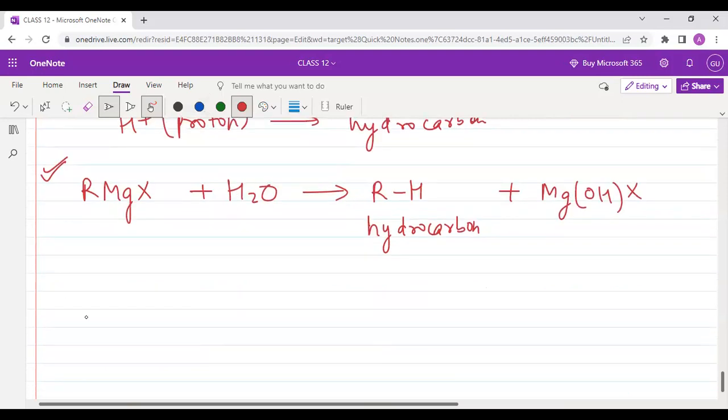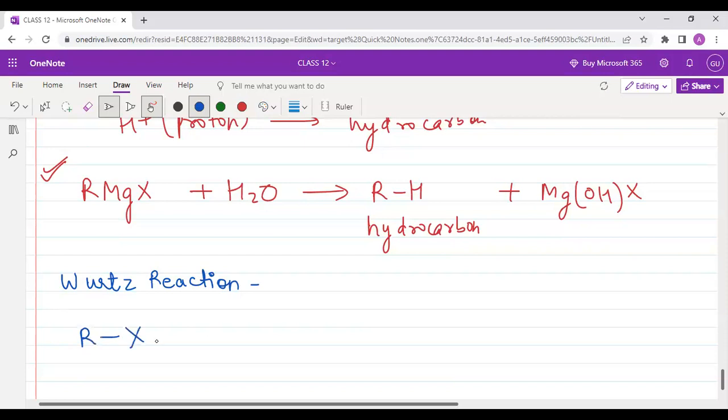Now the next reaction is Wood's reaction. Do you remember this? Wait. Wood's reaction. Yes, I remember this. Tell me. Okay, I'll tell you. Wait, do you want me to tell you?